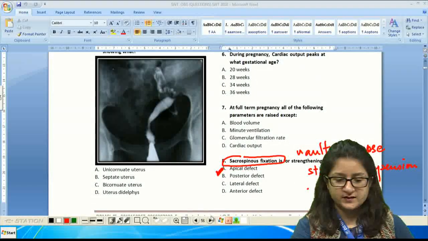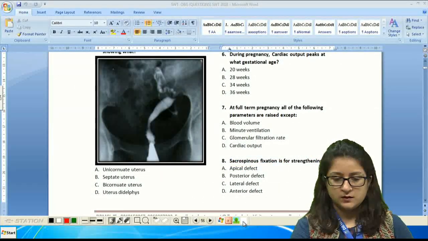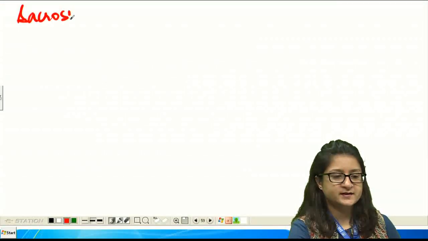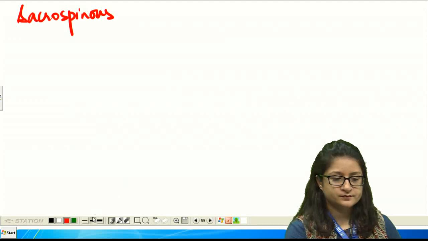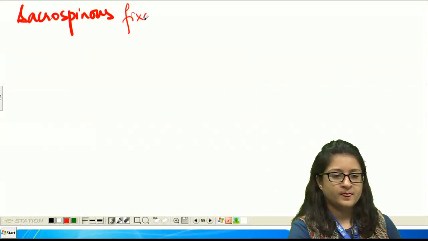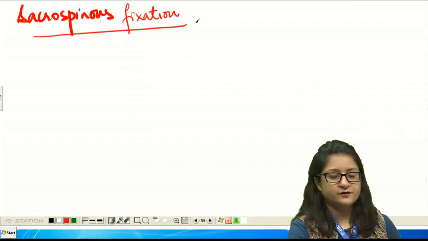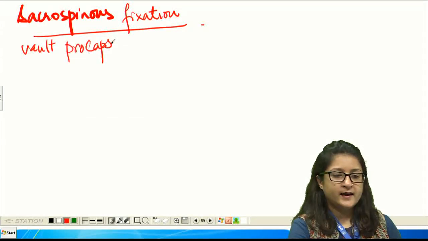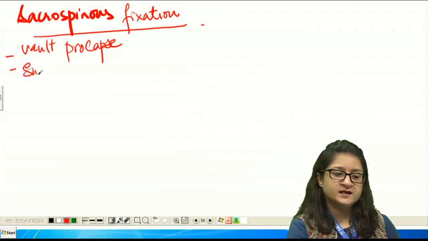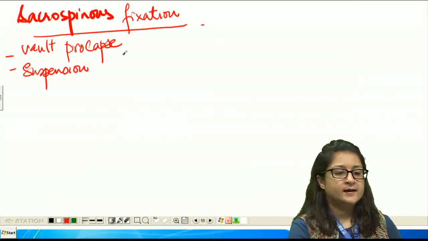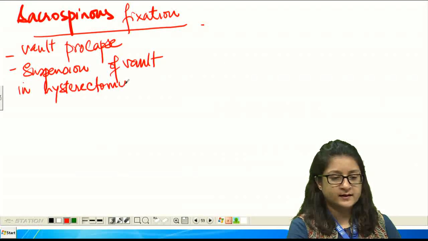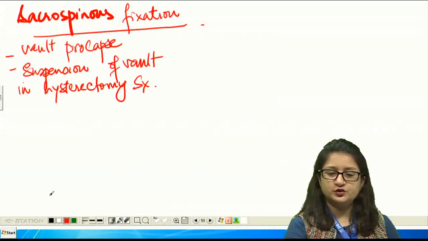So sacrospinous fixation is done for vault prolapse. It can also be done for suspension of the vault in hysterectomy surgeries to prevent future vault prolapse.